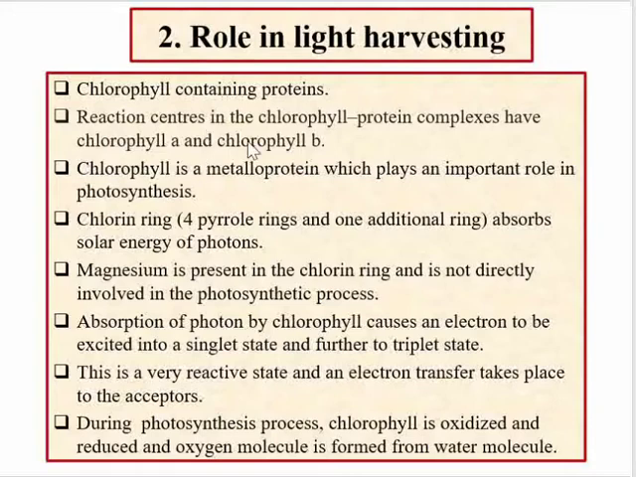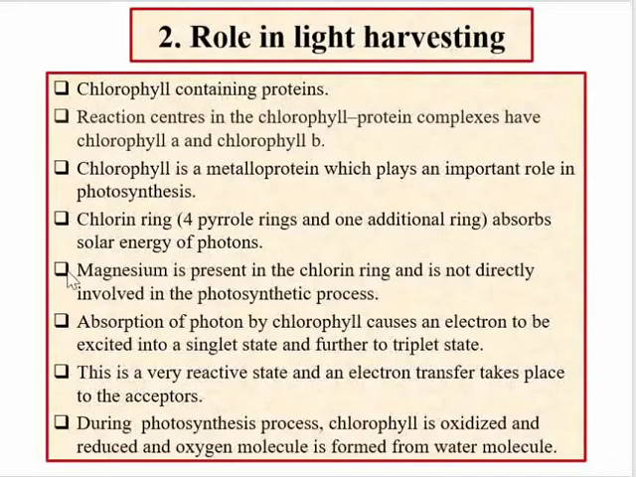So this is a very important step of photosynthesis. Chlorophyll is actually a metalloprotein which plays an important role in photosynthesis, and it has a chlorin ring. The chlorin ring is different from the porphyrin ring. It has four pyrrole rings and one additional ring. So this ring is called the chlorin ring. It absorbs the solar energy of the photons, and then transfers it to the reaction center, that is a protein complex having chlorophyll A and chlorophyll B.